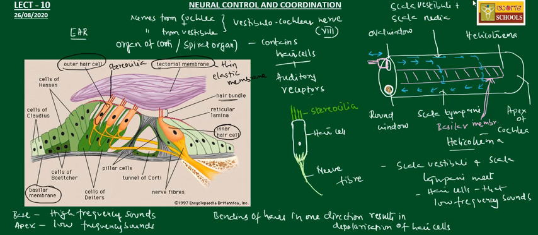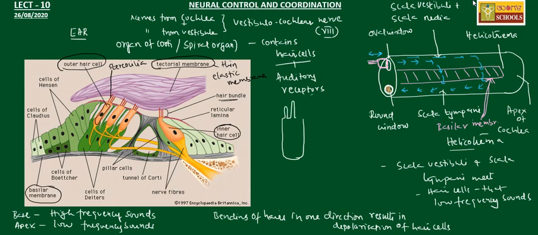Now let's see how the action potential generates in these hair cells. As I told, when the basilar membrane moves, the hair cells get pressed against the tectorial membrane, and the movement of stereocilia will result in depolarization of the hair cell. So here is the hair cell, and as I told, on one side they have these stereocilia.